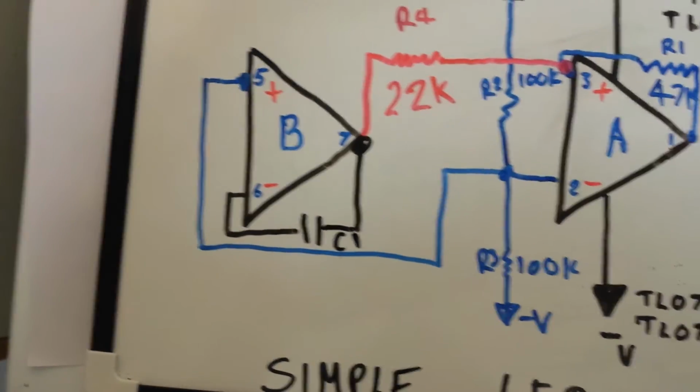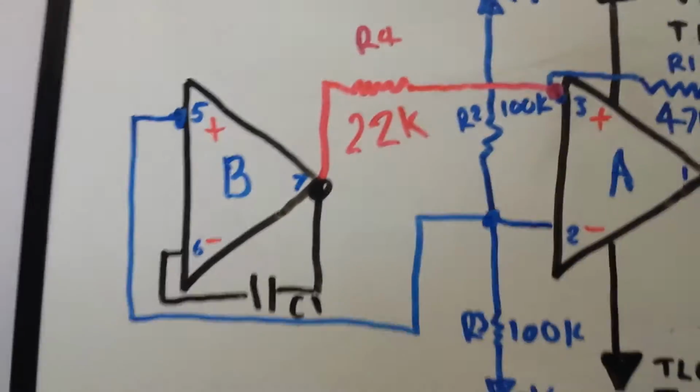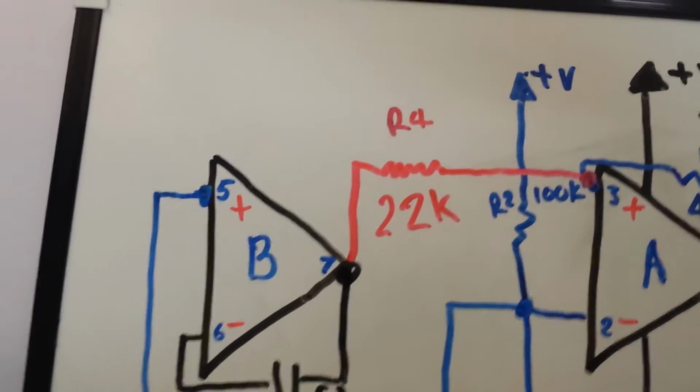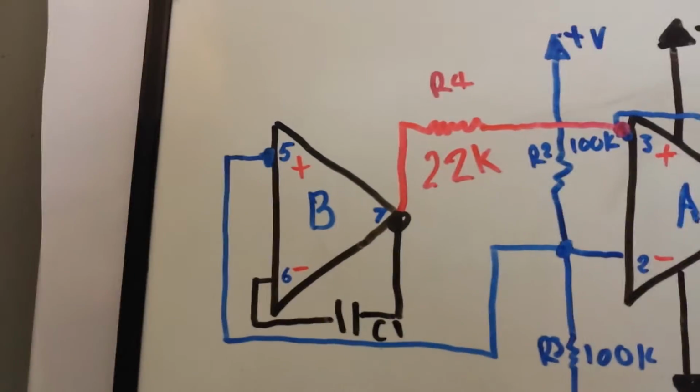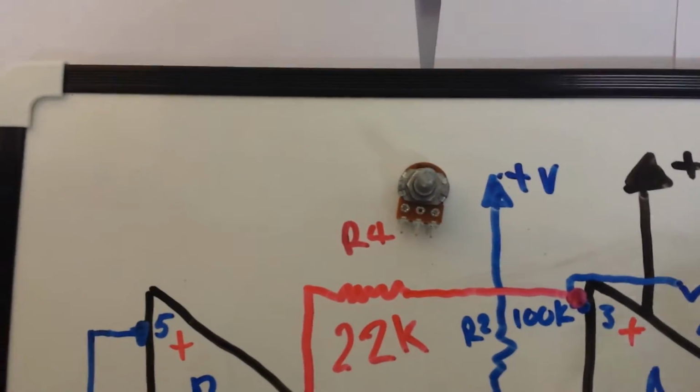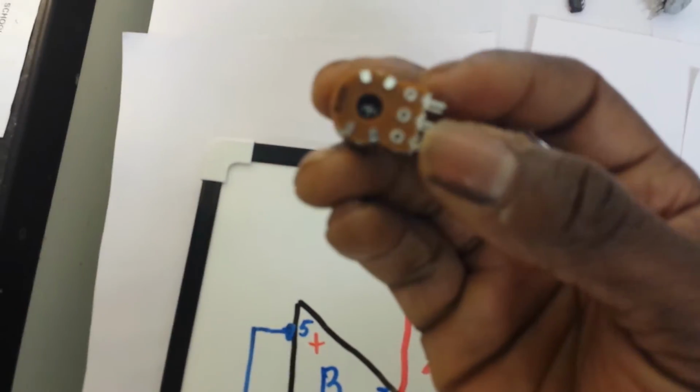Now depending on what size capacitor you use, that will pretty much determine the frequency range or the rate of your LFO. And once we've put all that together, what we need to do is take a potentiometer like so. It doesn't matter which way round we do this, as long as we have 2 pins.